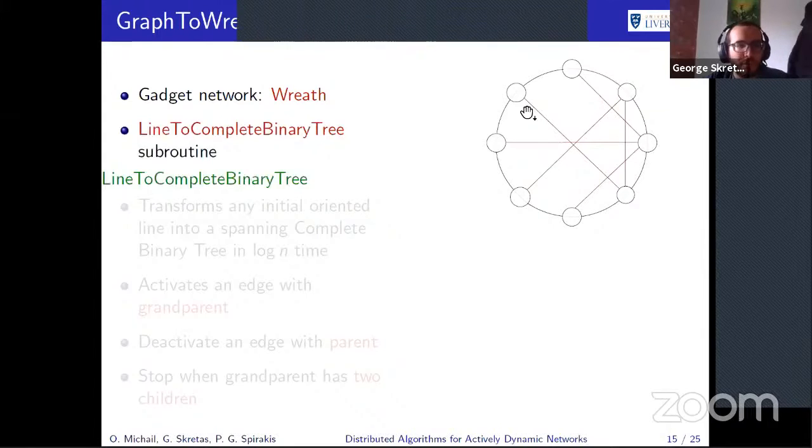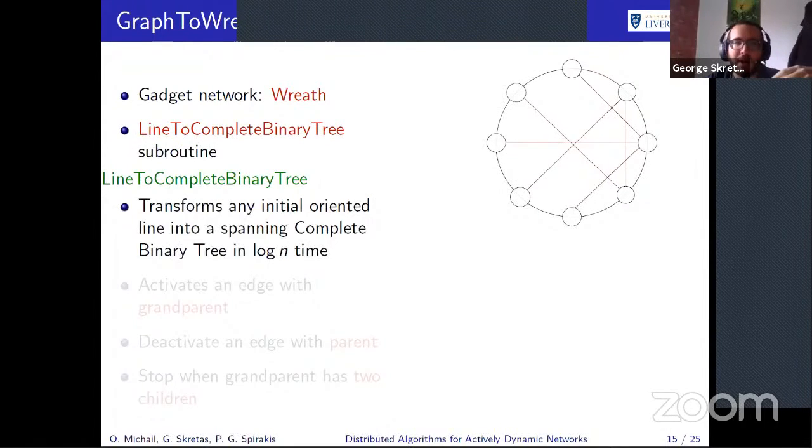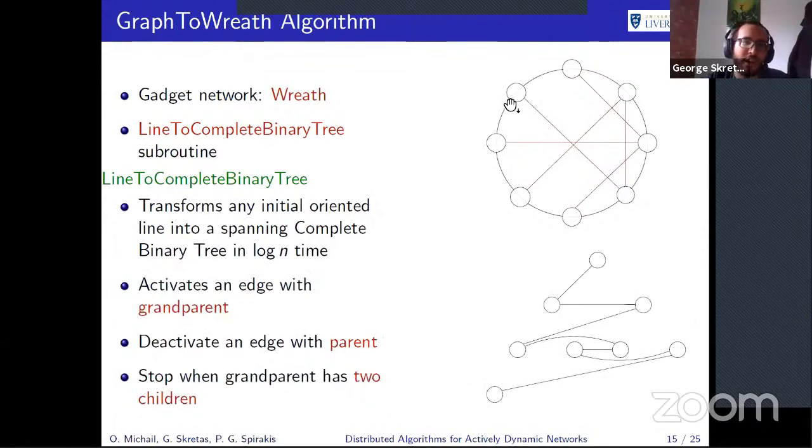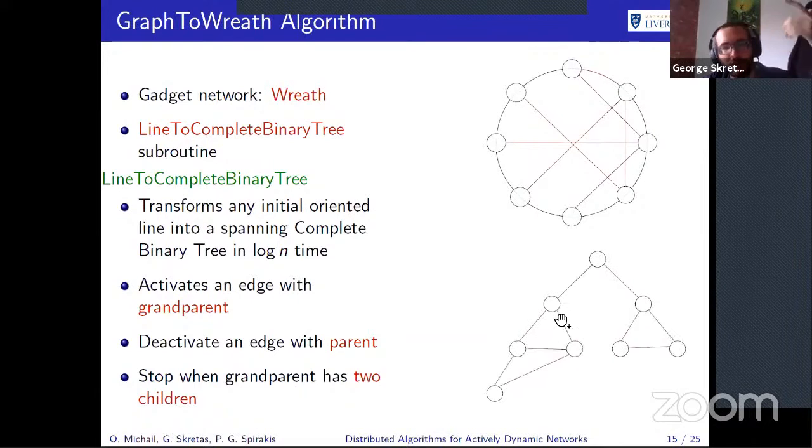So we use a new subroutine here that is called line to complete binary tree. It takes any initial line and transforms it into a spanning complete binary tree by using the exact same methodology as the tree to star. So you keep activating edges with your grandparents until you reach a point. The only difference is that you have a different stop here, so that you don't go to a star, but you finish at a complete binary tree. And we're going to use that for our new algorithm.